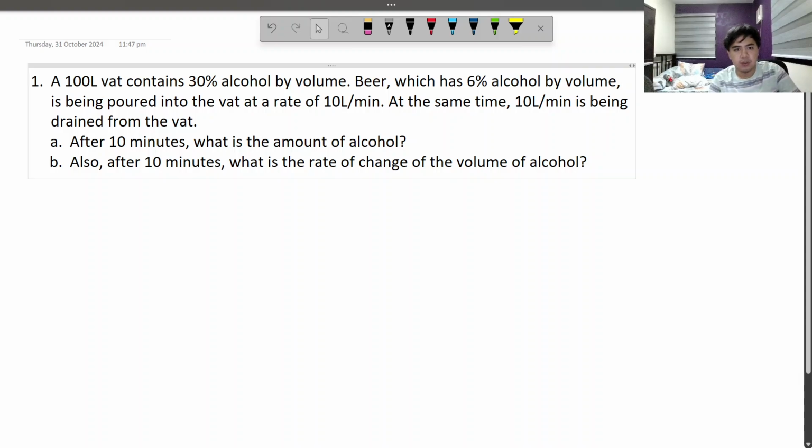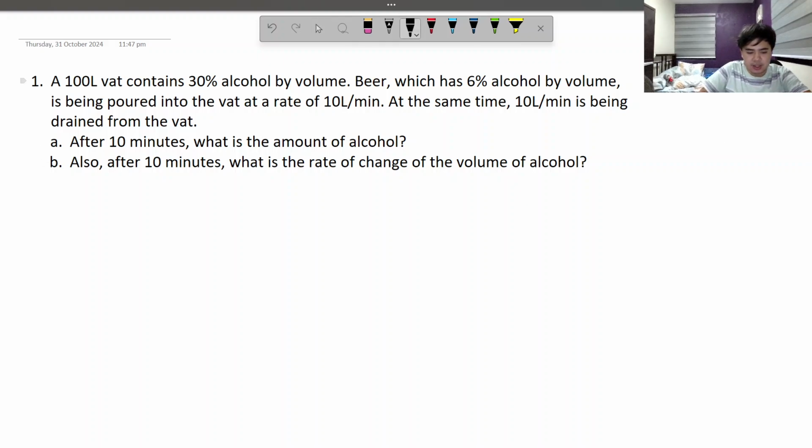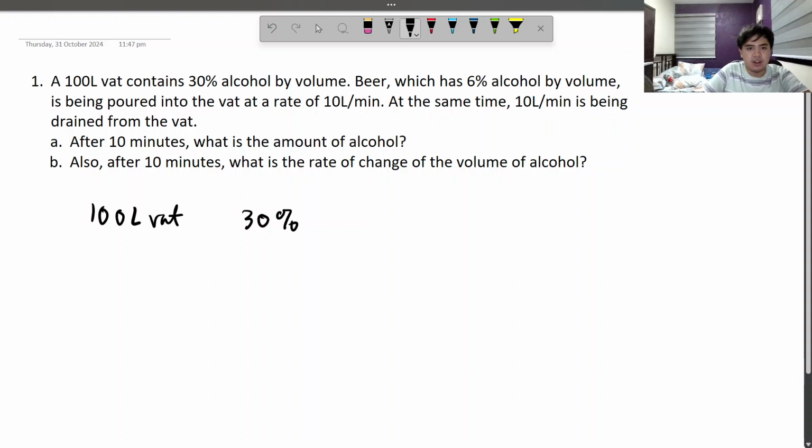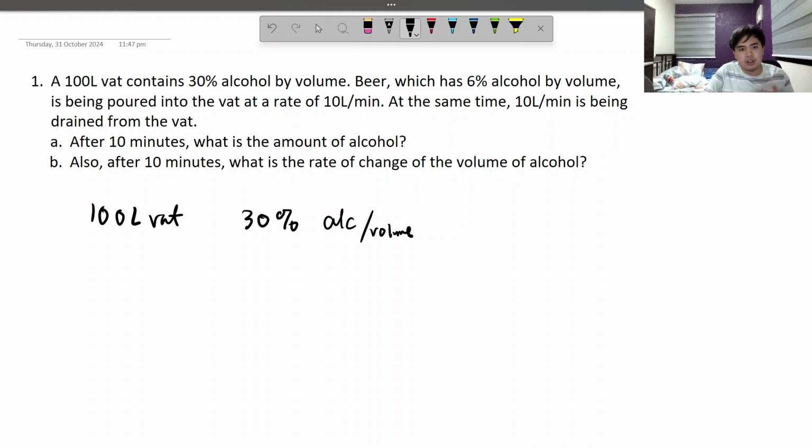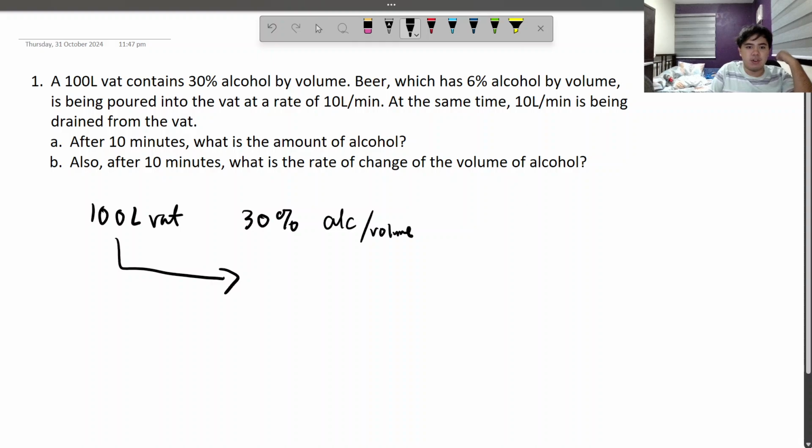Now, let's put out the givens first. We said here that there is a 100-liter vat and it has 30% of alcohol by volume. What that means is that of the 100 liters of solution that we have, 30% of it is alcohol. So in the 100-liter vat, the 30% alcohol by volume is 30 liters alcohol, which we will describe as L-al to differentiate it from the solution.